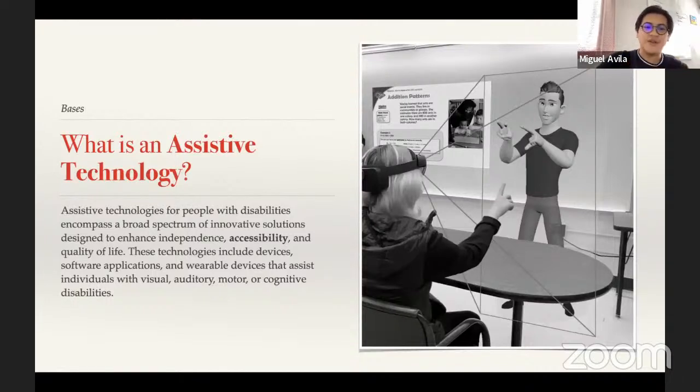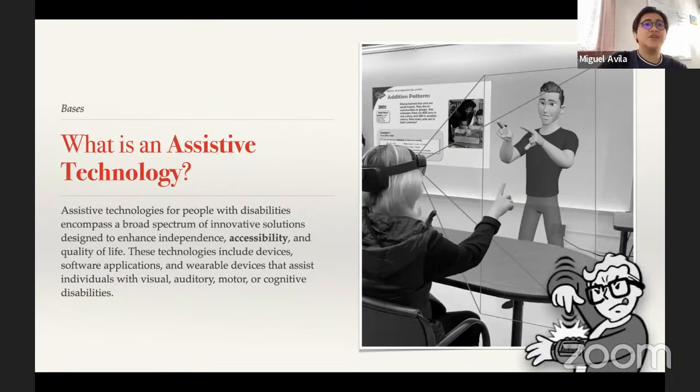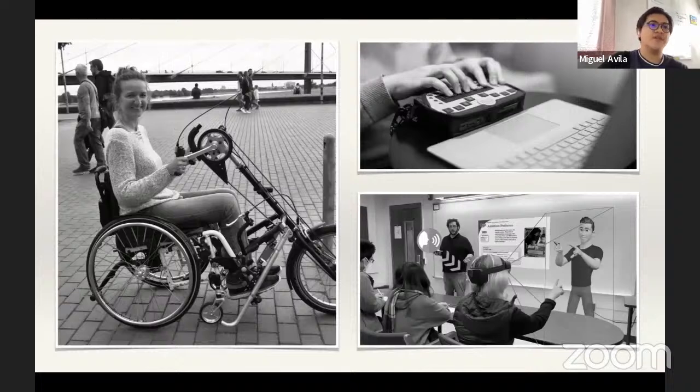Now, what is an assistive technology? This one is for people with some disabilities, encompassing a broad spectrum of different solutions, focusing on accessibility and enhancing the quality of life for these people. This technology includes devices, software applications, mostly software applications, and wearable devices that assist individuals with visual, auditory, motor, cognitive, or any other disabilities they have. As you can see, here we have some examples. The first one is for some motor disabilities. The second one is for language disabilities. And the third one is interpreter, which we're going to talk about later in this presentation.